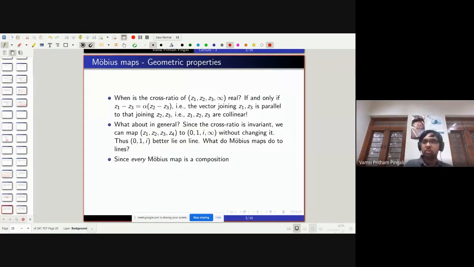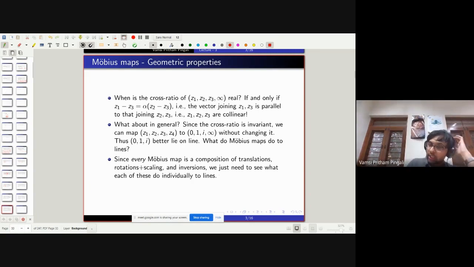Since every Mobius map is a composition of translations, rotations, scaling, and inversions, we just need to see what each of these operations individually do to lines. So what does this mean? What I'm trying to motivate for you is the following question. If you take a straight line and apply a Mobius map, what happens to it? Why is this a well-motivated question? Why should I care about this question? Well, firstly, what happens to cross ratios? If a cross ratio is real, what can you say about these 4 points? That's the question that motivated this.